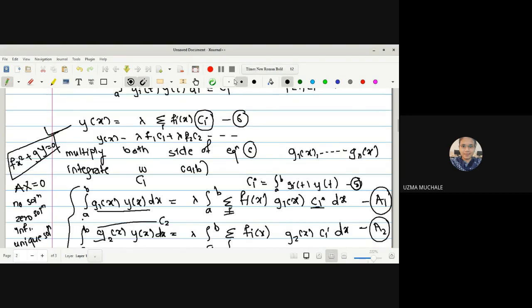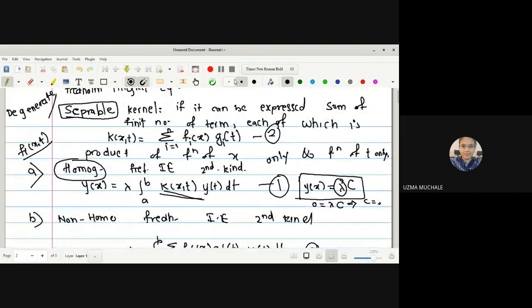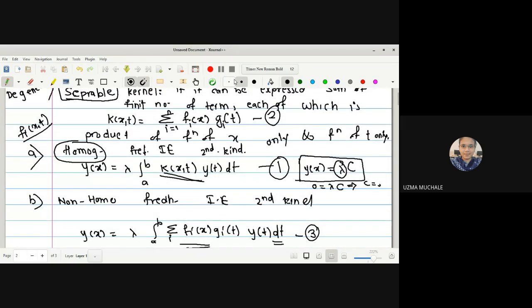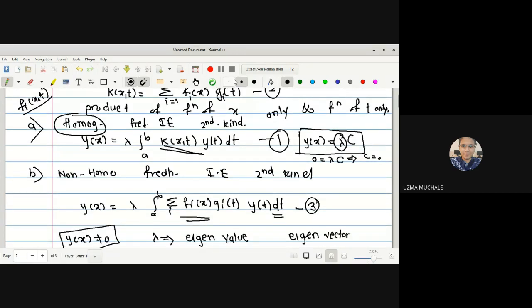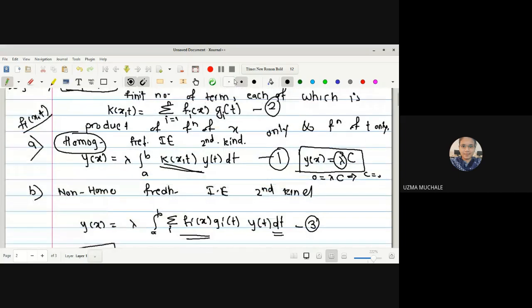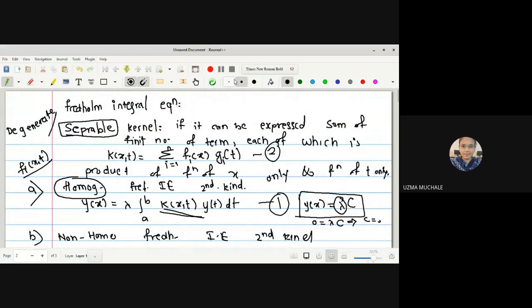What we have done, actually, we have an equation: first we have a separable kernel. We have to solve the homogeneous Fredholm integral equation of the second kind. In that, we have just substituted the value of k of xt, equation 2, into equation 1. What is k of xt? It is nothing but your separable kernel. That means it is some function in the form of x and t only.